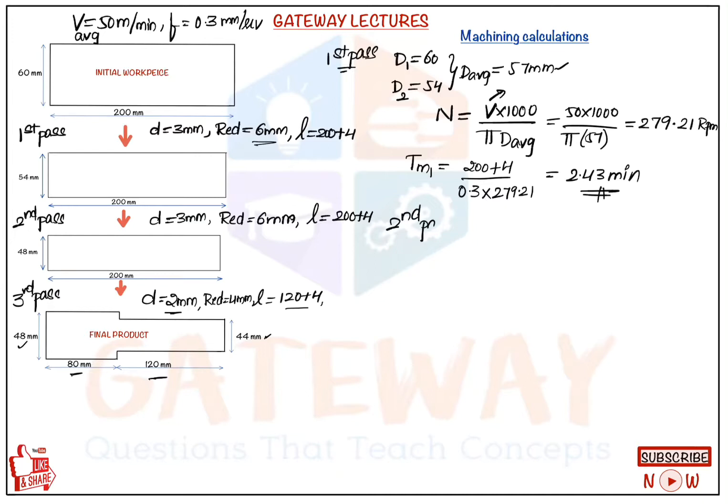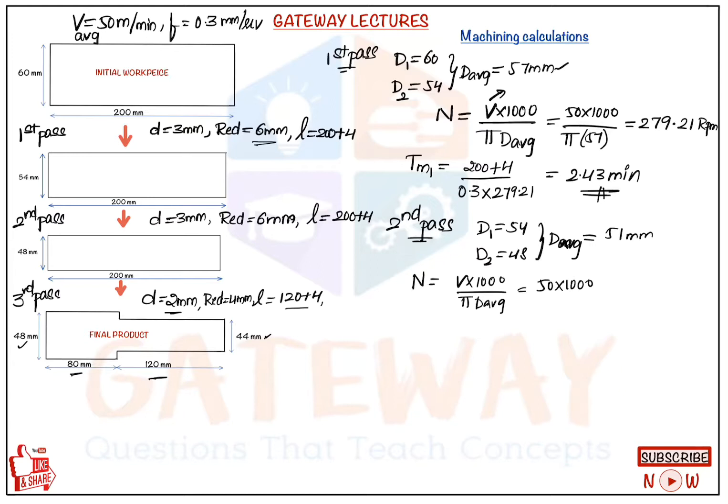So similarly we will do the calculation for the second pass. Here D1 is 54 and D2 is 48. From these two we get the D average. So the D average value will be 51 mm, that is 54 plus 48 by 2. For that we will calculate the RPM. RPM is equal to V into 1000 upon pi into D average, that is 50 into 1000 upon pi into 51. From that we will get the value of N in the second case. It will be equal to 312 RPM.